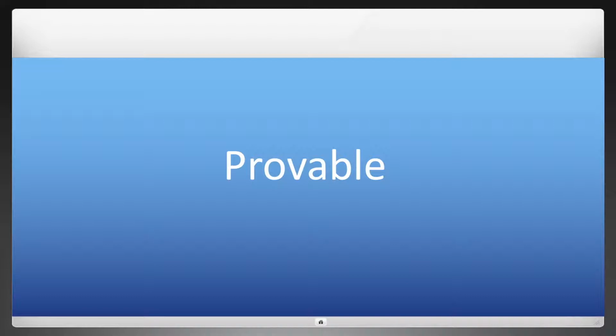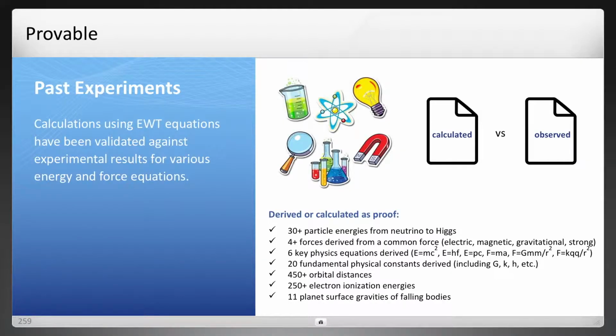Now, is it provable? EWT follows a scientific method, which is building equations that can model the behavior of particles, photons and forces, and comparing it to observations from past experiments. And you see some of the lists here of particle energies, orbital distances and electron ionization energies, all as examples. There's much more.